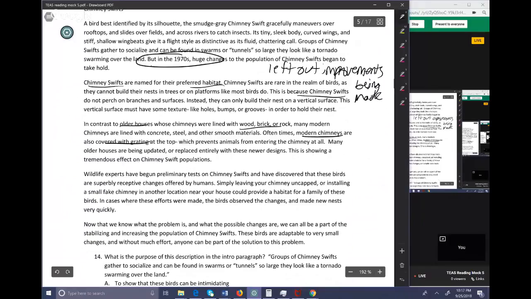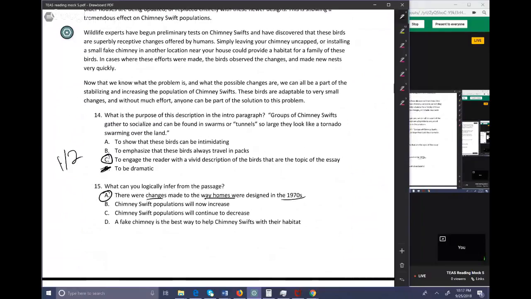And that allows you to figure, oh, older houses must have been before the 1970s. Newer houses must have been during or after the 1970s. Of course, the logical conclusion always depends on what your answer choices are. You could have great ones, you could have terrible ones. You can definitely conclude that.